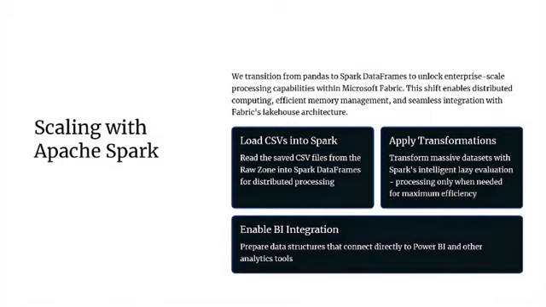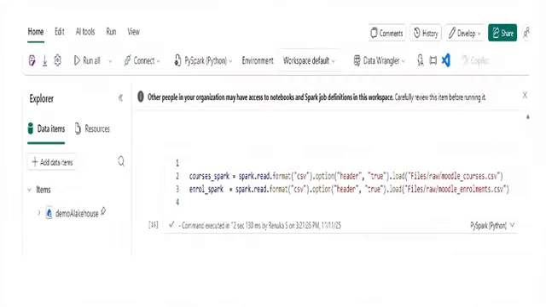As data volumes increase, we use Apache Spark in Fabric for faster distributed processing. Here's how we load CSV files into Spark data frames for efficient large-scale data handling.